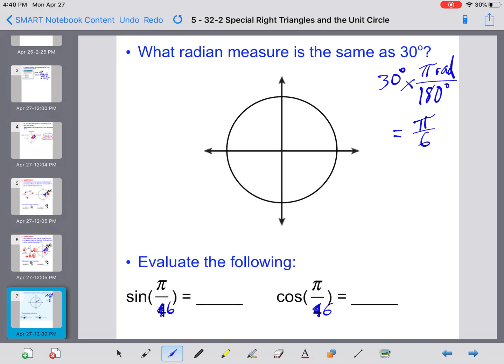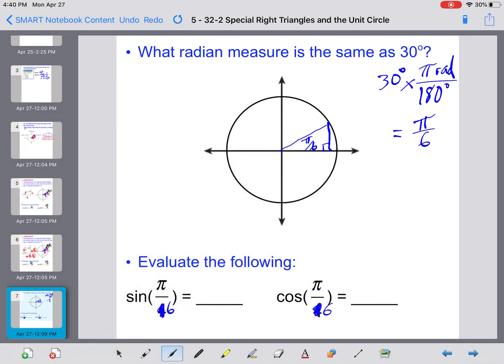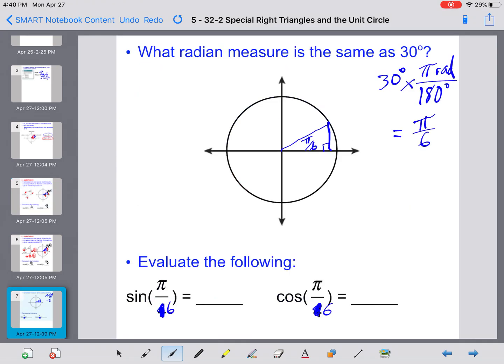30 degrees and pi over 6 radians will make the exact same little triangle, right? So remember, this is a right angle, so this is pi over 6. Down here, the sine of pi over 6 and the cosine of pi over 6 are the exact same thing as they were for our 30-degree angle, root 3 over 2 and 1/2. So for pi over 6, this point is root 3 over 2 comma 1/2, which means the sine of pi over 6 is the y value, and the cosine of pi over 6 is the x value.